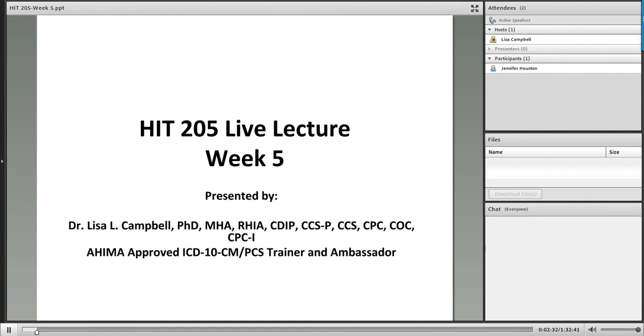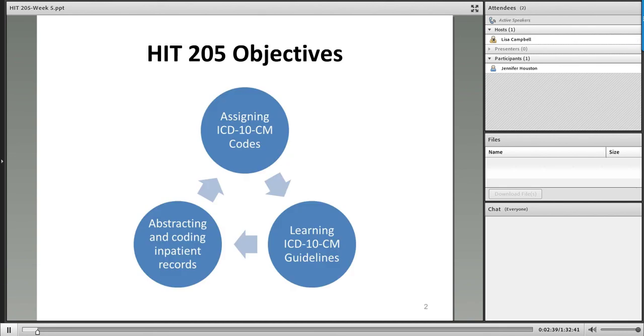So you guys are really at this point in the learning stages of just the system, in addition to the guidelines, and adding that together with abstracting and coding inpatient records. So don't beat yourself up if you don't get all the answers right. I see some people who are stressing out because the relative weight is wrong. Really focus on capturing the correct codes. Focus on learning the guidelines.